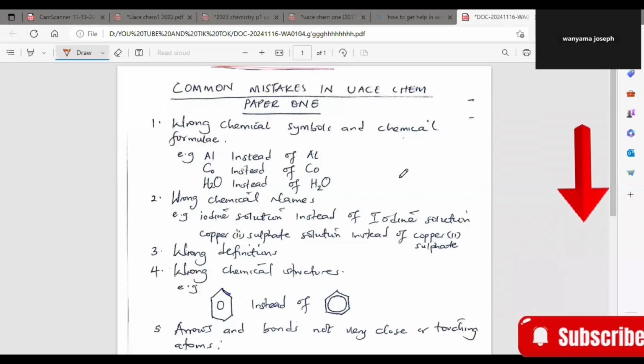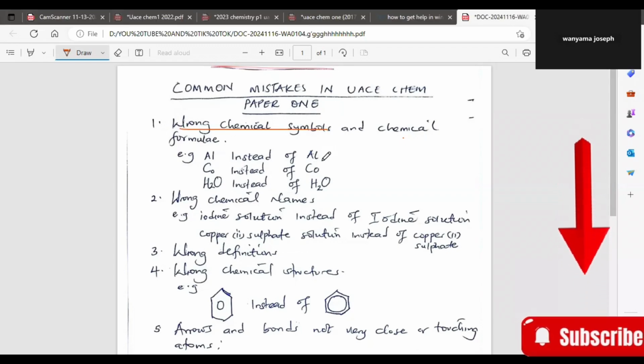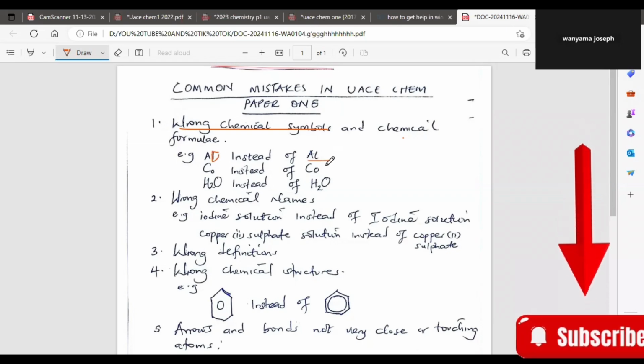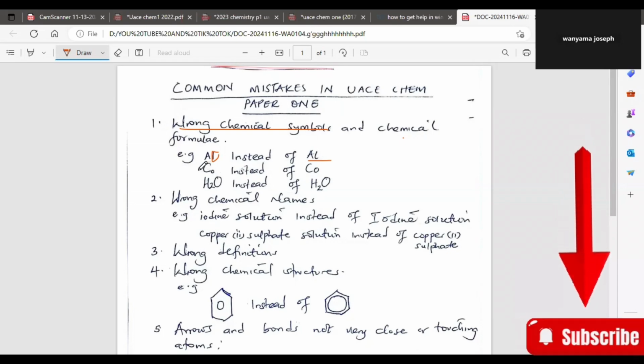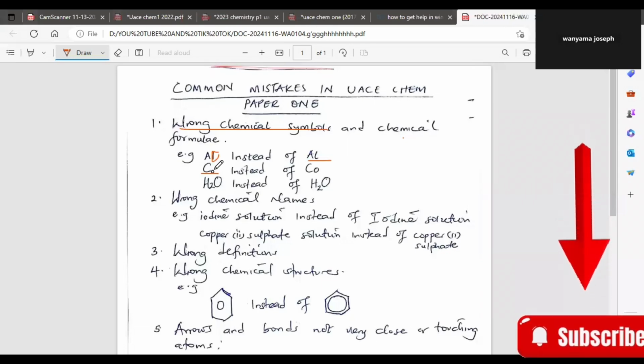Now let us look at the mistakes that candidates commit when handling paper 1. The first common mistake is writing wrong chemical symbols, like writing L like a 1 instead of a bent or curved L. Then writing the small letters in front of the capital letter without minding whether it's halfway or not. The letter should actually be halfway, so that will be a correct symbol.